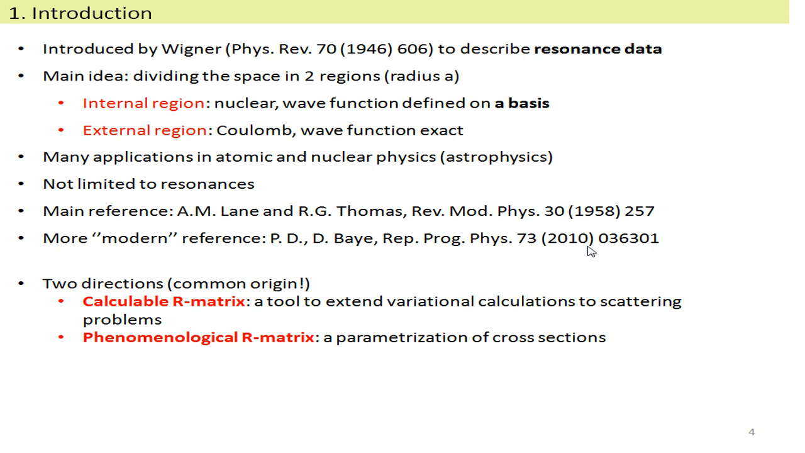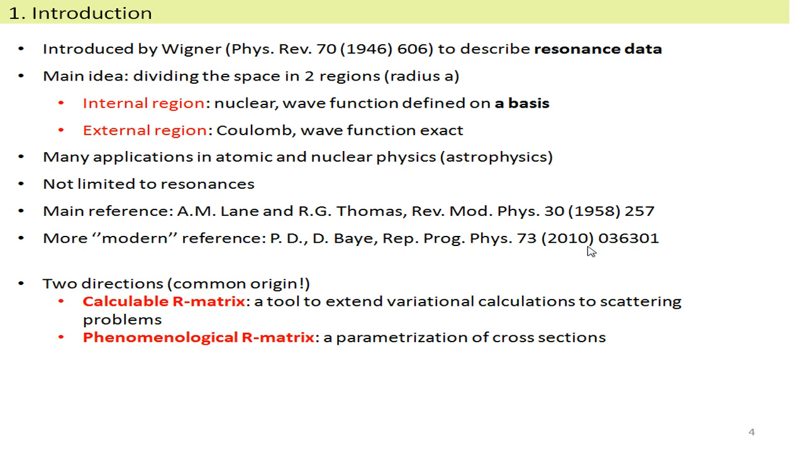So here in the internal region, you expand the wave function over a basis. And this basis should not be specified from the very beginning. It can be Gaussian functions, Legendre polynomials, or whatever. And in the external region, by definition of the channel radius A, the nuclear part is negligible. So you are left with the Coulomb interaction, and then you know the exact analytical form of the wave function, just a combination of Coulomb functions.